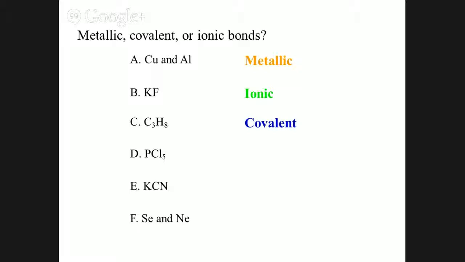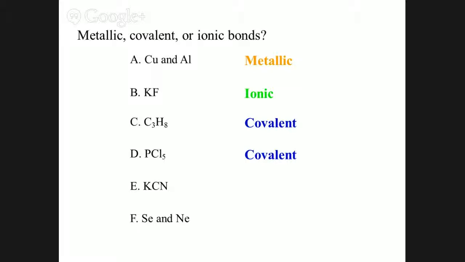Okay, if you call it metallic, then they both have to be metals. Okay, is Cl a metal? No, Cl is a halogen. It's a nonmetal. Phosphorus is a nonmetal. This is covalent.